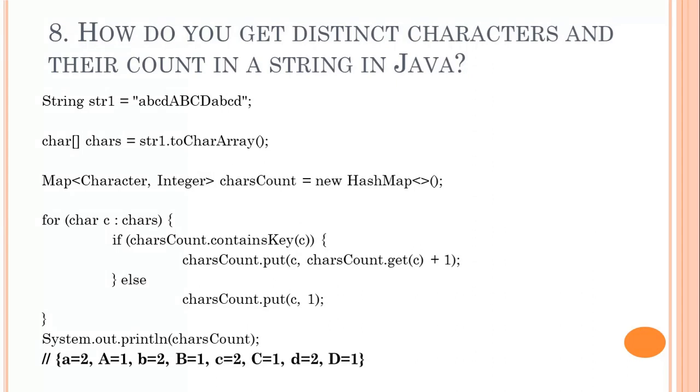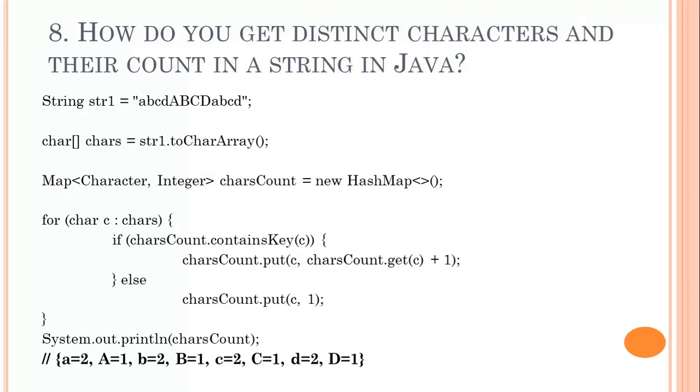We need to check whether the map contains the key or not. containsKey is nothing but checking whether it contains a particular character. Initially, it checks whether A is contained in the map or not. It doesn't contain it because the map is empty. If it contains it, then it will go to the if block. Otherwise, it will go to the else.